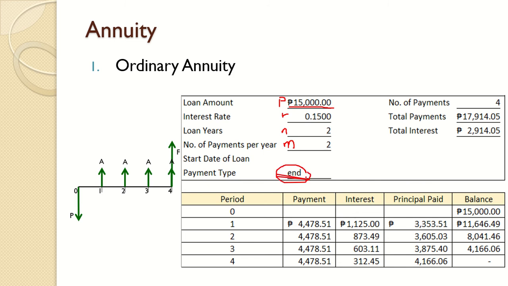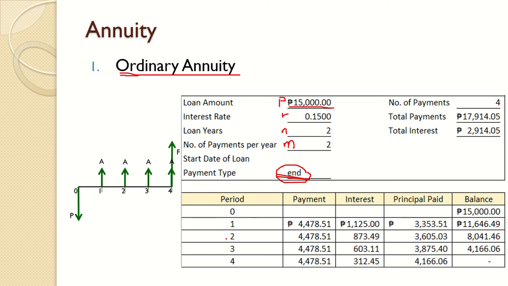Now you have to take note of this payment type. For ordinary annuity, the definition will be presented later on together with its formula. Though before we discuss the formula, let's see first what it looks like. What's the concept behind these different types of annuity? Now remember, you have to take note that the payment type for ordinary annuity is done at the end of each period.